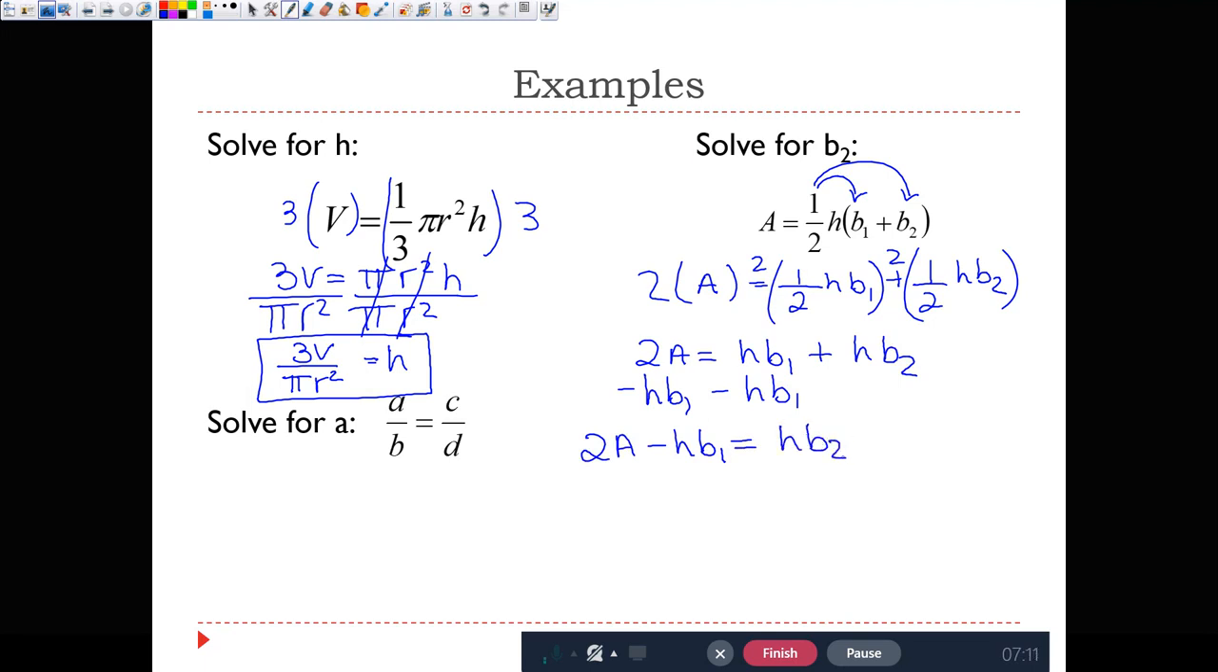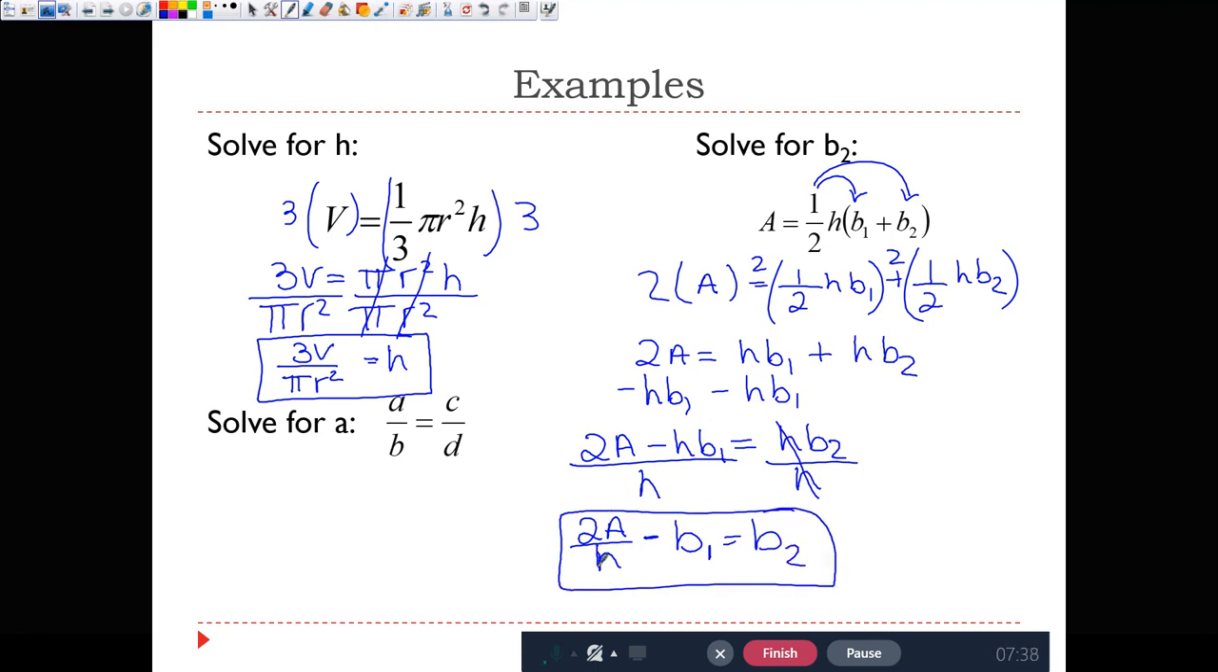I'm trying to solve for b2. So now I need to divide by h. So 2a is being divided by h. That would be 2a over h. And negative hb1 is being divided by h. So those h's are going to cancel out, leaving with negative b1. These h's cancel out, leaving me with b2. So b2 equals 2a over h minus b1.